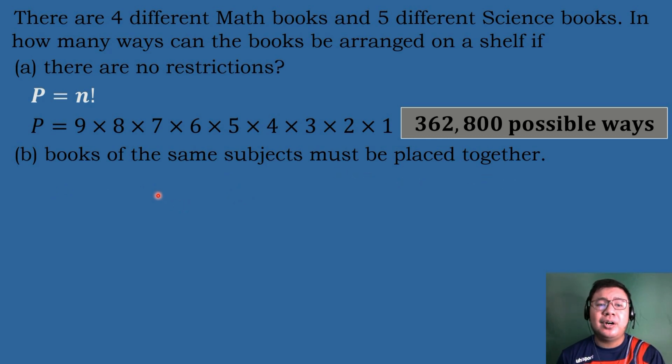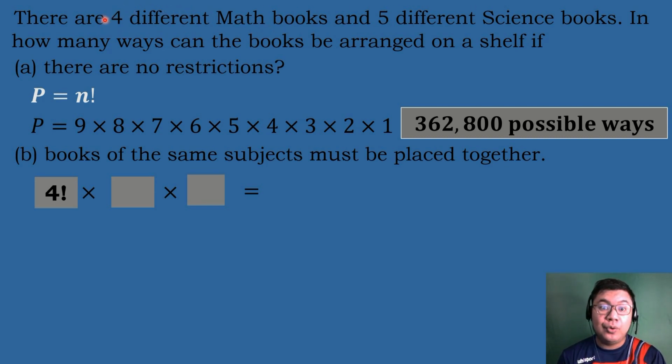This time, there are restrictions we need to follow to solve the problem. Books of the same subjects must be placed together. So to do that, we will get the permutations of the math books, with no restriction, meaning the permutations of n objects taken all at a time. So the number of math books is equal to 4. So we have 4 factorial times the permutations of n objects taken all at a time of the 5 different science books. So this will be equal to 5 factorial.